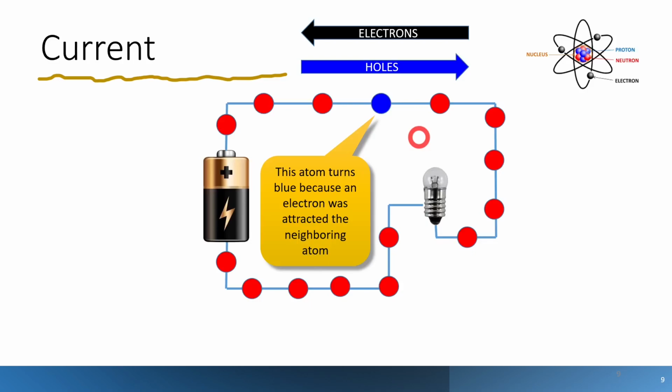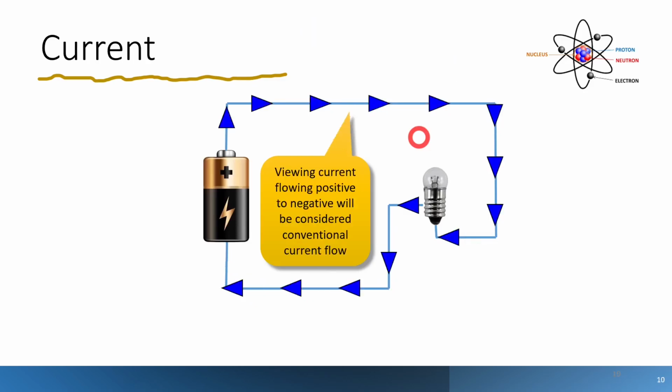Okay, so in this class, moving forward, we're going to focus on what you're going to most likely hear in the field, and that is conventional current flow. So moving forward, we're going to talk about current flowing from the positive of the battery to the negative of the battery, or conventional current flow. So I'm depicting that here with these arrows. Viewing current flowing from the positive to the negative will be considered conventional current flow.